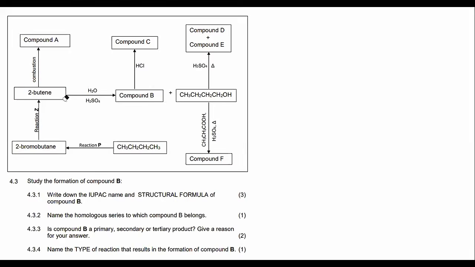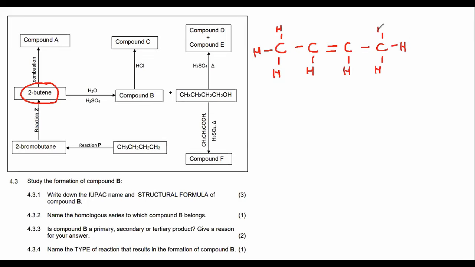So let's try to understand what is going on here. So we have a butene molecule, which is a type of alkene with a double bond on the second carbon. That's what they've told us.